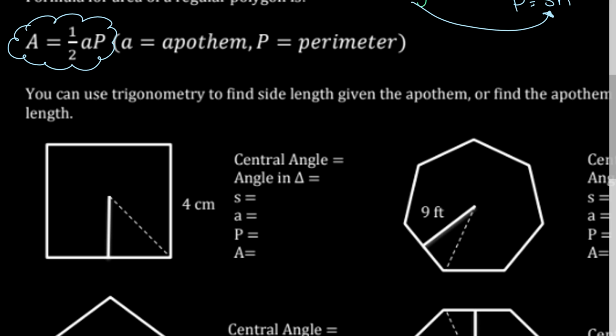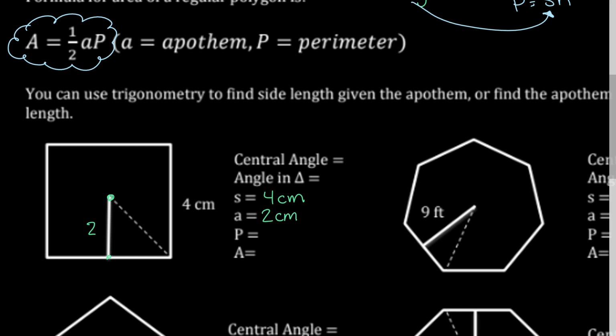Knowing that all the side lengths are the same, what does that apothem measure? Yes, right? It goes from the center to the center of the edge. So it has to be half of 4, which is 2. So our apothem is 2 centimeters.